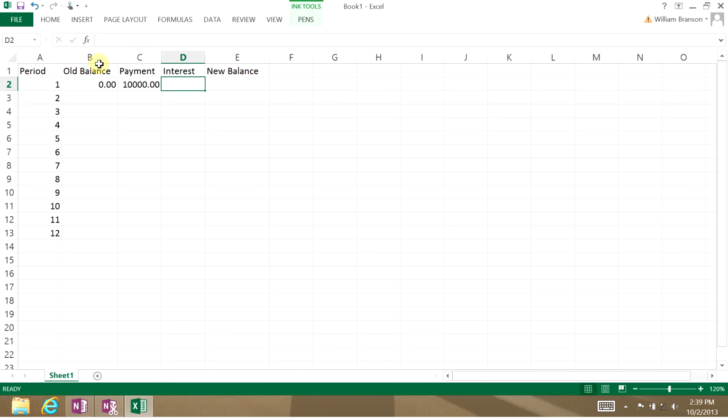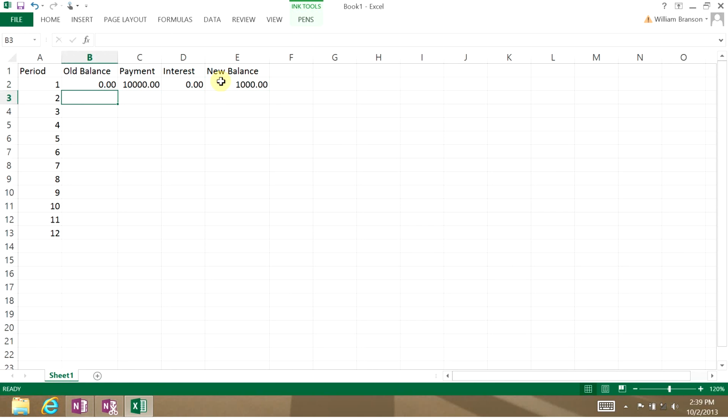One thing about Microsoft Excel, well, we'll just say it's 0 for now, and we'll get to what Excel does in a second. And the new balance, well, that's 0 plus 1,000 plus 0. So that's my $1,000. Oops, they don't like commas much. Okay, so what's my old balance?